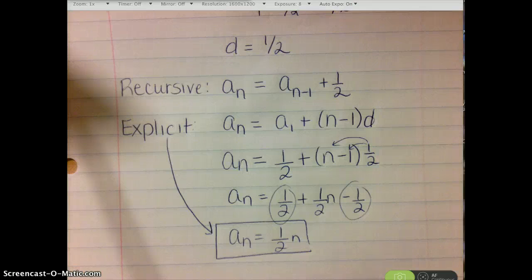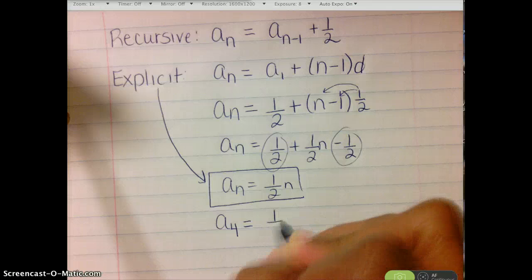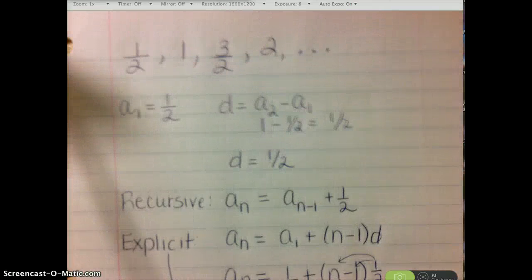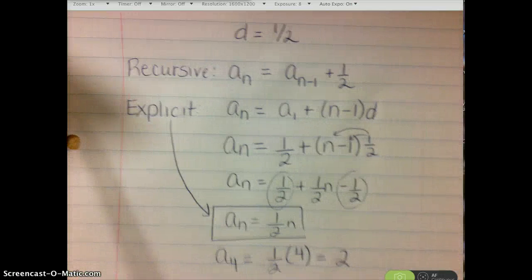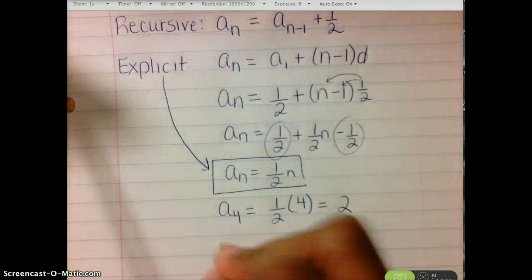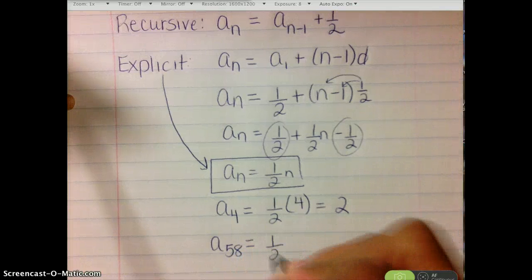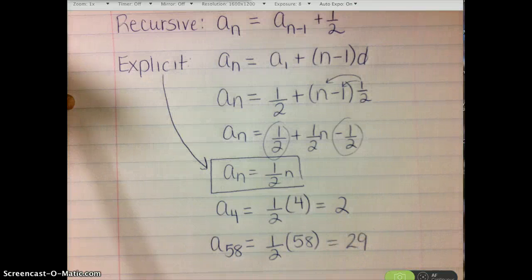So now if I wanted to find the fourth term, a sub 4 would be equal to 1/2 times 4, which is equal to 2. And if you go back up to your sequence, the fourth term is 2. To find the 58th term, you do a sub 58 is equal to 1/2 times 58, which is 29. So the 58th term in that sequence is 29.